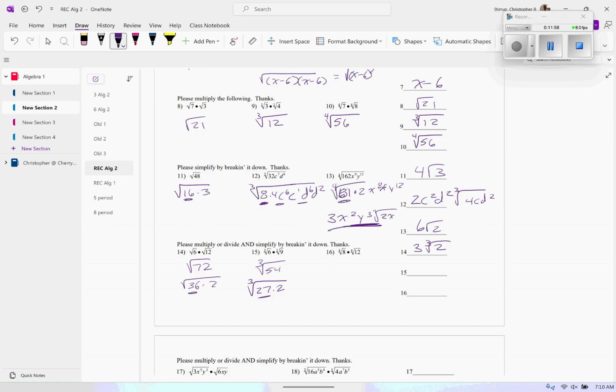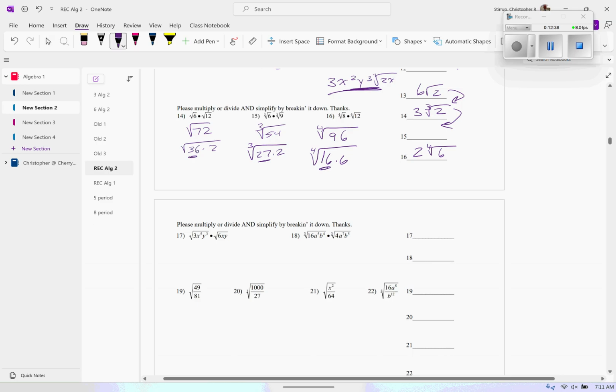So this answer is number 13. So we move this down. Number 16 still has fourth roots. So 8 times 12 is 96. All right, so 3 to the 4th. So let's go with 2 to the 4th. 2 to the 4th is 16. 96 divided by 16 is 6. So fourth root of 16 is going to give me 2. Then I have fourth root of 6 underneath.